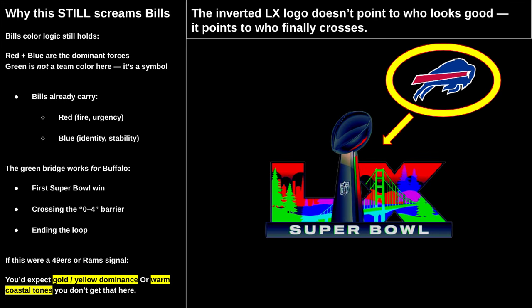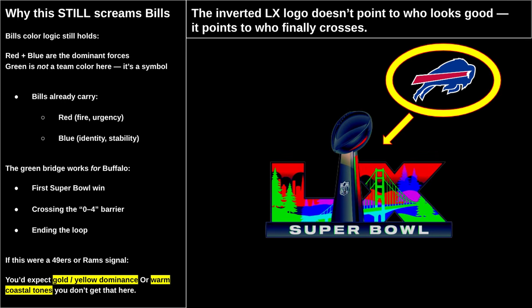Okay? That fits the Bills perfectly. But first, I'm going to bring your attention back to this part down here. If it were the 49ers or the Rams signal, you would expect gold/yellow dominance or warm coastal tones inverted. And I'm about to show you that.